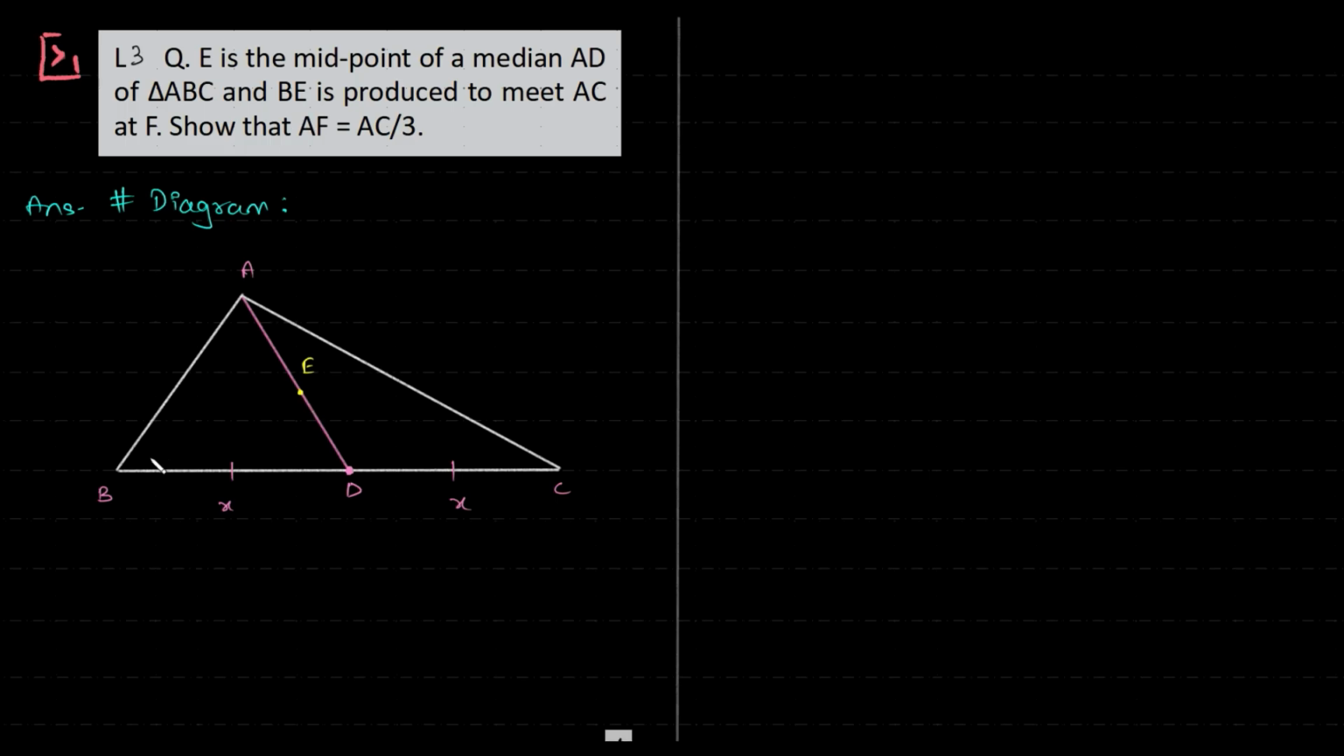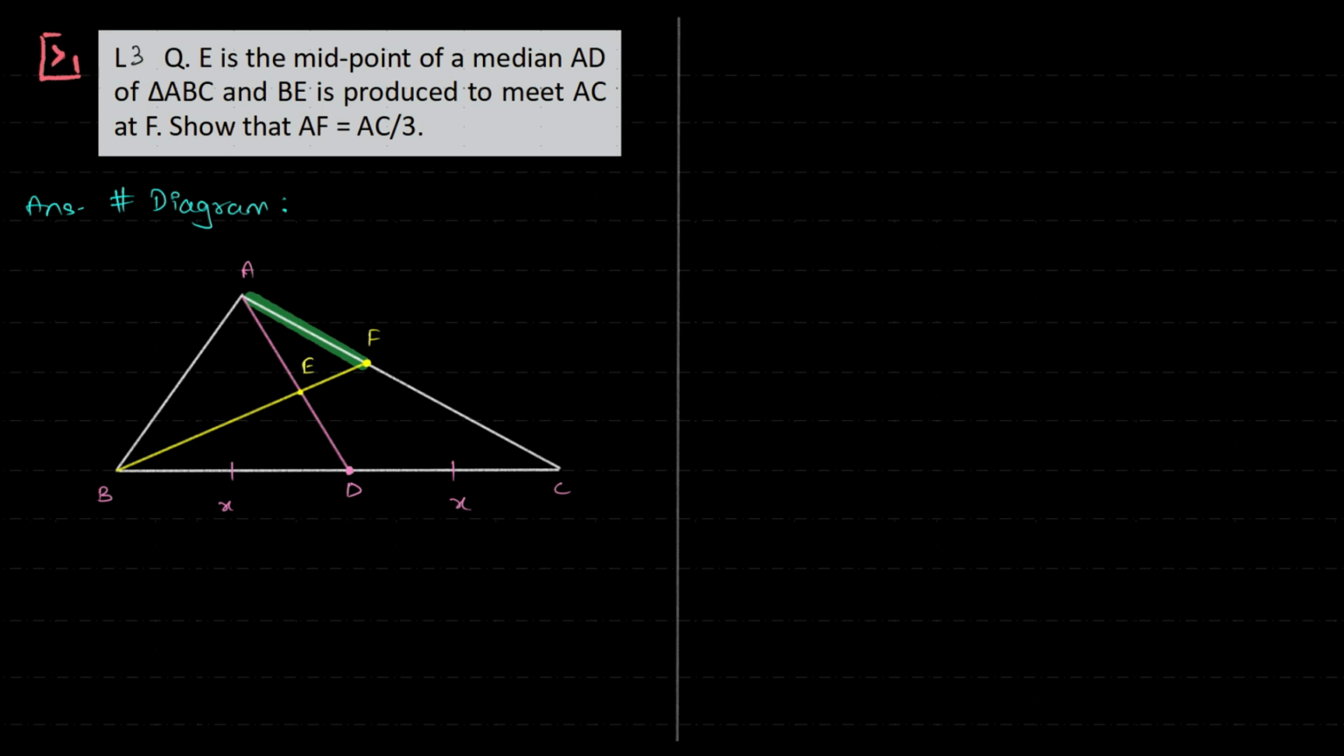BE is produced. So we have to extend this line to meet AC at F. So let me redo that. Something like this. So this is F. Yes, we had to figure out the relationship between AF and AC. So they are in the ratio of 1:3. So if this entire thing is 3x, we have to prove that this part is x.